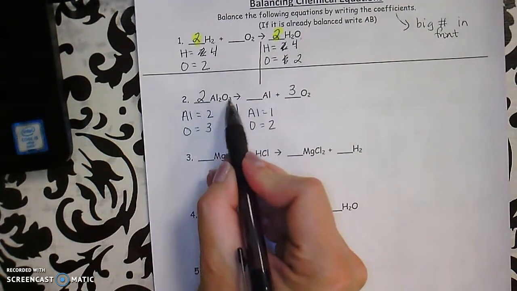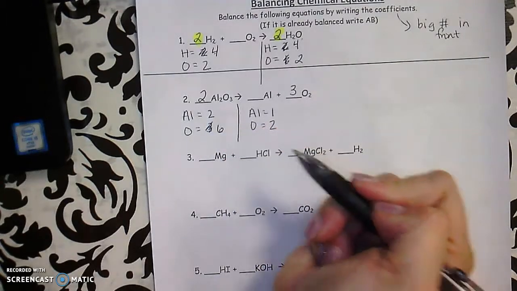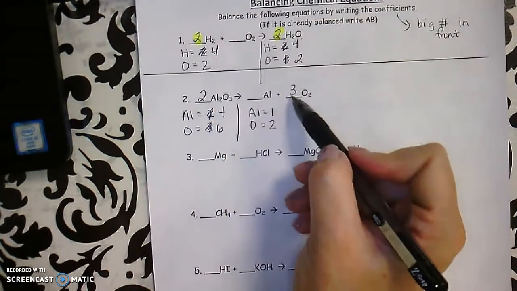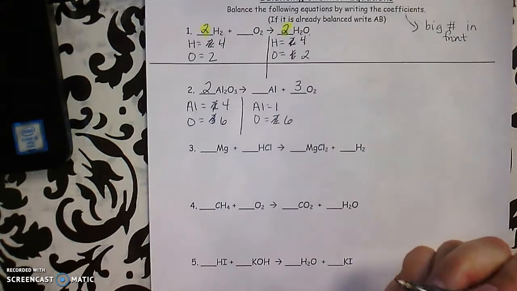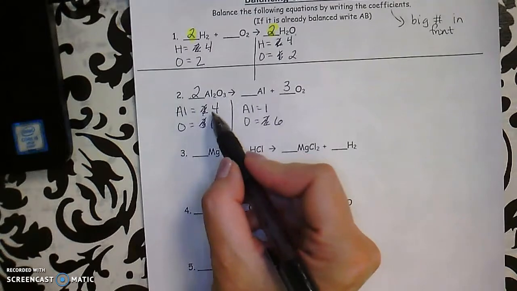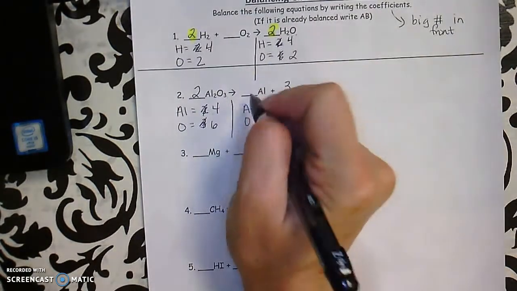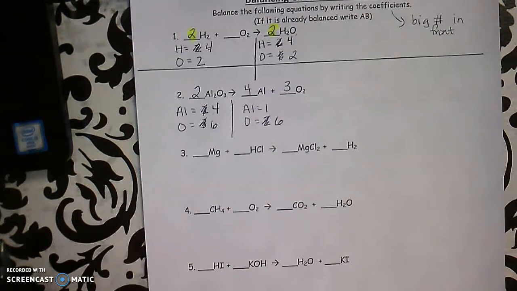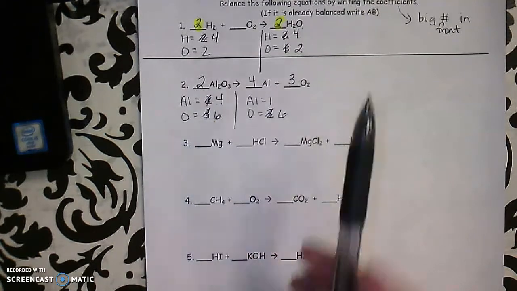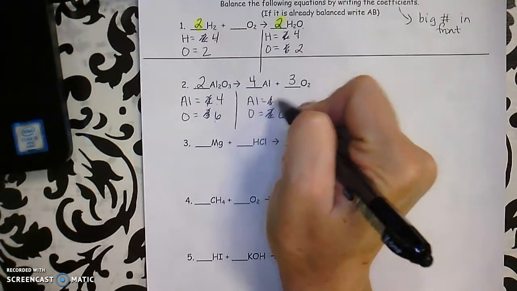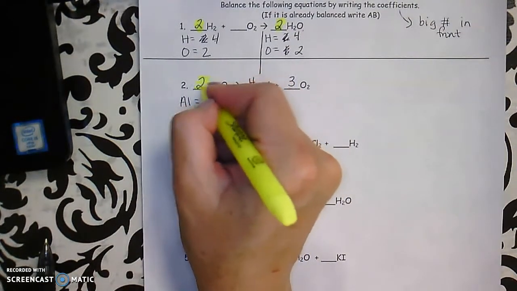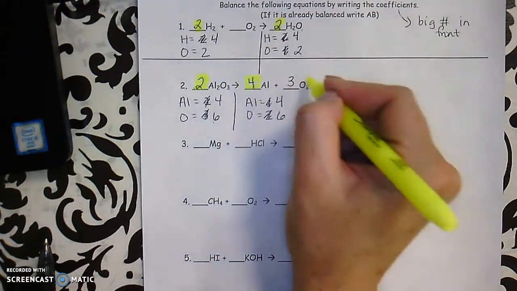So 2 times 3 now gives me 6 oxygens, and let's see what that does to the aluminums. 2 times 2 gives me 4 aluminums, and then 3 times 2 gives me 6 oxygens. So my oxygens are happy, and I need to fix my aluminums. I have 4 on this side and only have 1 here, so that's actually going to be a pretty easy fix of putting the 4 right there. So 2 times 2, 4 aluminums, 2 times 3, 6 oxygens. Always go back and check. 4 times 1, 4 aluminums, and 3 times 2, 6 oxygens. So I have now balanced this chemical equation by putting these in the coefficients.